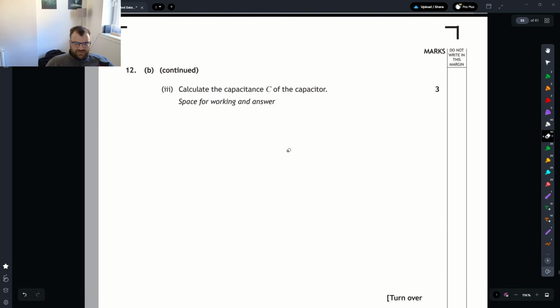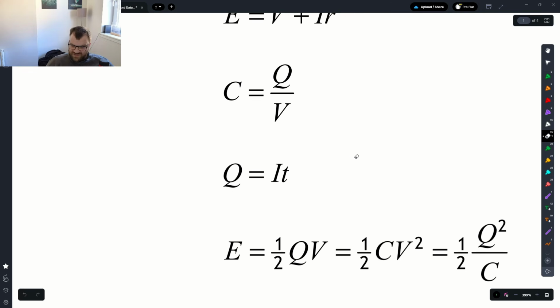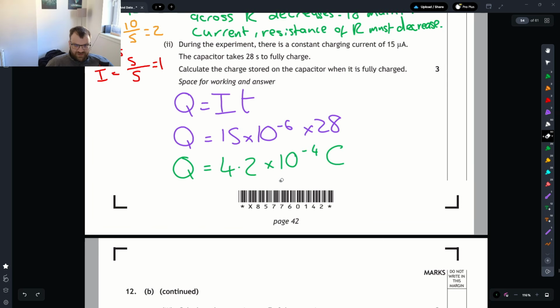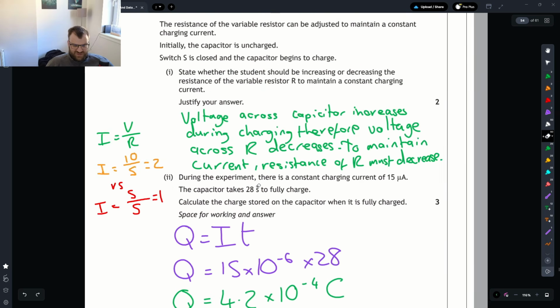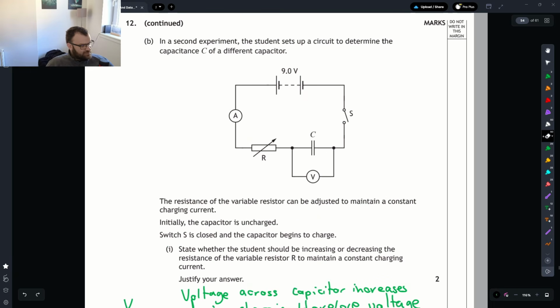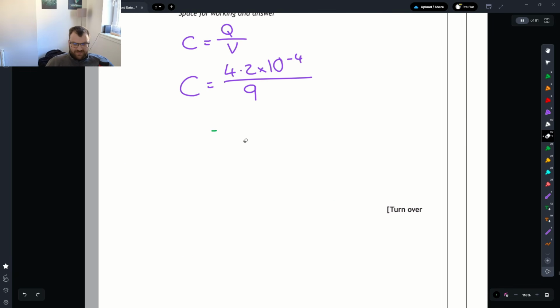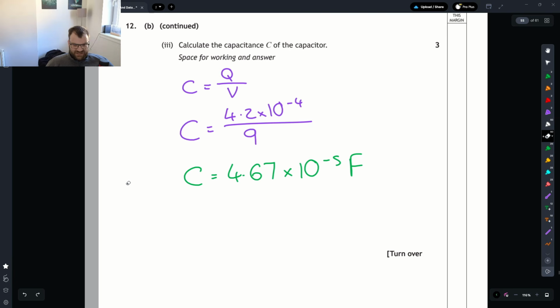Then next we're asked for the capacitance. That looks like the value. That feels like C equals Q over V, because we just worked out the charge. So I'm going to bring that with us, 4.2 times 10 to the -4. And then the voltage was 9. Plug that in. Calculator says 4.67 times 10 to the -5 farads for that one.